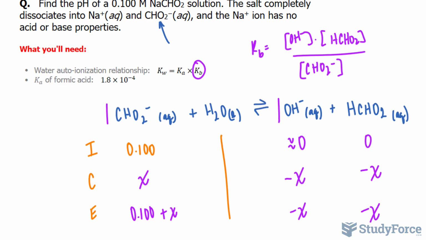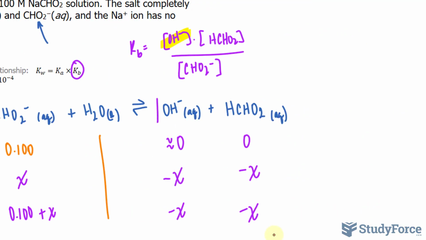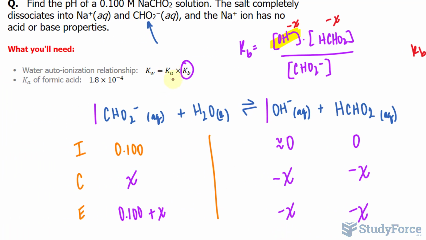To find the concentration of OH, I can now substitute each of these expressions into this equilibrium expression. Here's what I mean. Negative x times negative x, pretend that this is negative x and negative x, we end up with x squared over the expression for CHO2 minus, which was 0.100 plus x, and that is equal to Kb. Normally they give us the Kb, but in this case they don't. But we can use this relationship to find out what it is.